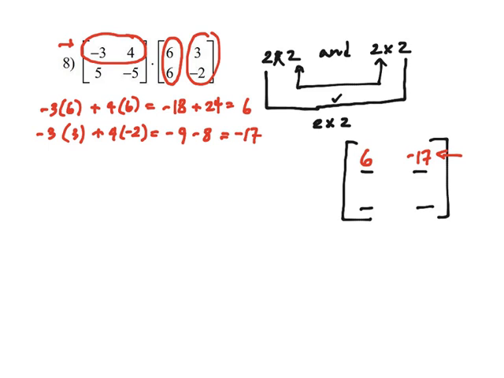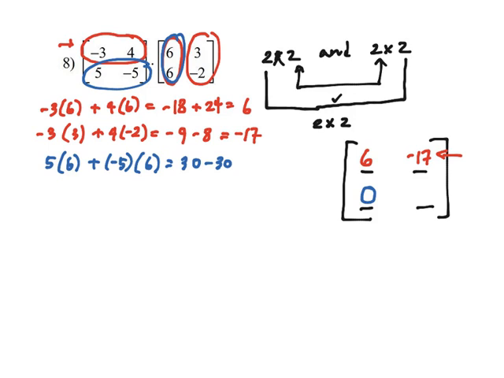I've done both of the columns in the second matrix. So let's go ahead and start on the second row. Okay, and let's do the first column with it. The first number is going to be 5, multiplied by the first number of the second matrix. The second number is going to be -5, multiplied by the second number. So I have 30 minus 30, which gives me 0. That's where it's going to go.